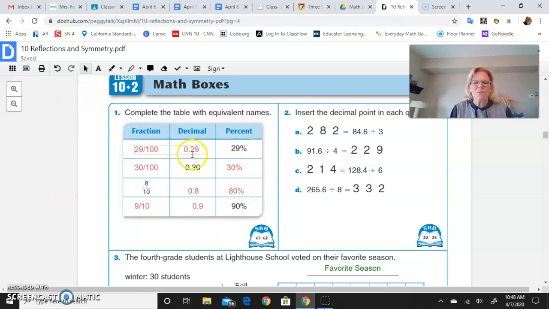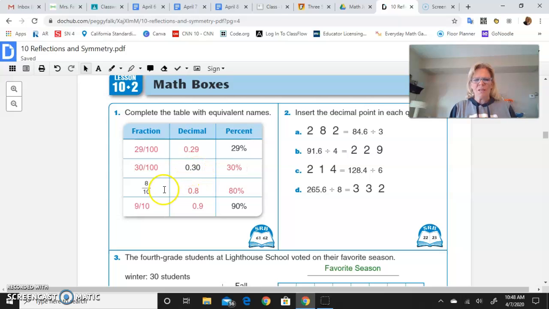So 29% would be 0.29, 29 hundredths, 29 over 100 as a fraction. Okay, 0.30 would be 30%. 30 over 100, you could also reduce this to 3/10. This could also be 0.3.